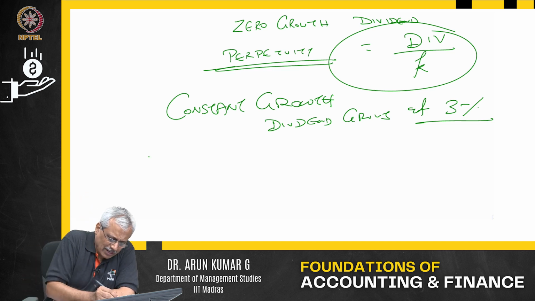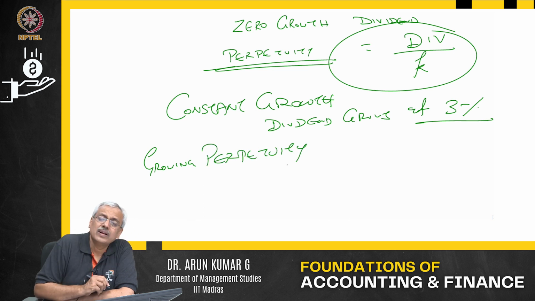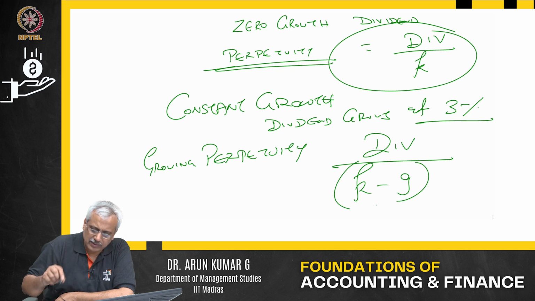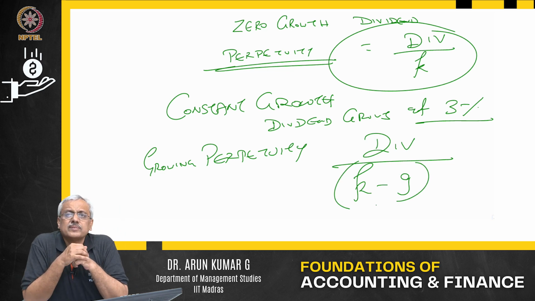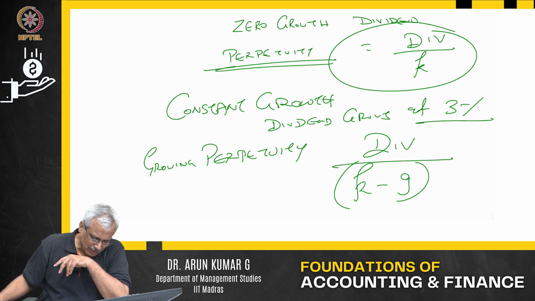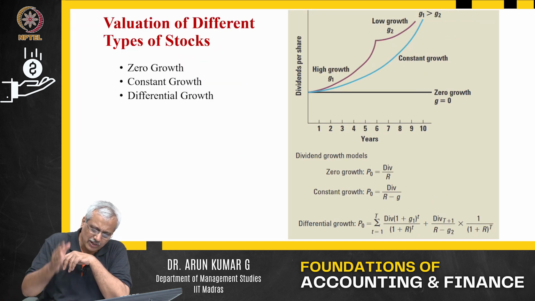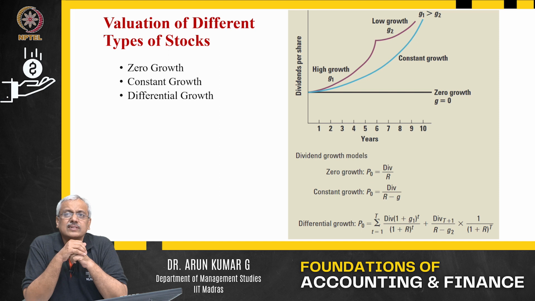Same thing, go back to growing perpetuity. What does it say? Dividend divided by the discount rate minus the growth rate. So very simple. These two aspects become quite simple in this particular case. That is what you see in the formulas on the right.